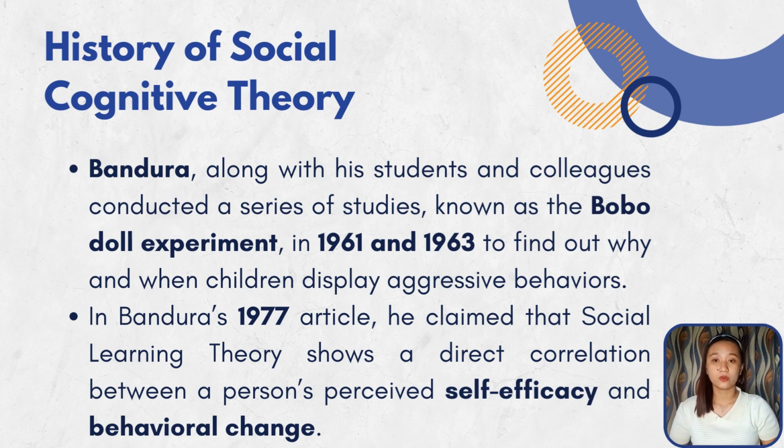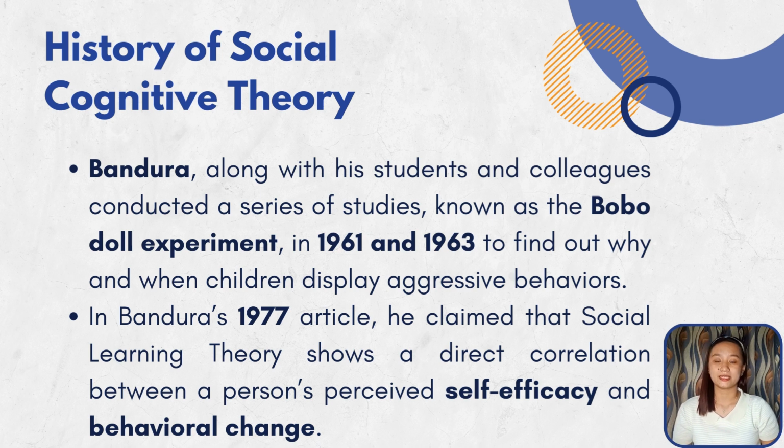In 1961 and 1963, Bandura and his students and colleagues conducted the Bobo doll experiment to determine why and when children exhibit aggressive behaviors. These findings aided Bandura in publishing his major paper and book in 1977, which enlarged on Miller's and Dollard's study and so built on it.